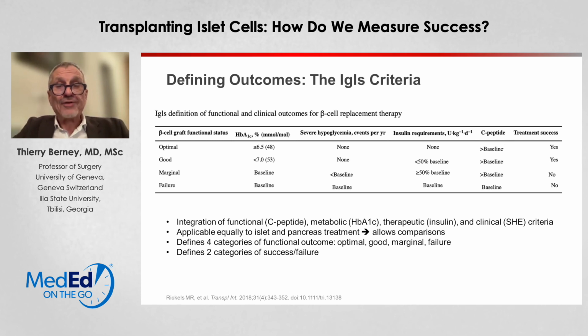And you can see here that there are 4 categories of functional outcome: optimal, good, marginal, and failure, based on diverse categories of HbA1c, hypoglycemia, insulin requirements, and C-peptide. And the treatment was considered a success when it was in the first 2 categories, optimal or good, and a failure if it was in the marginal or failure category.